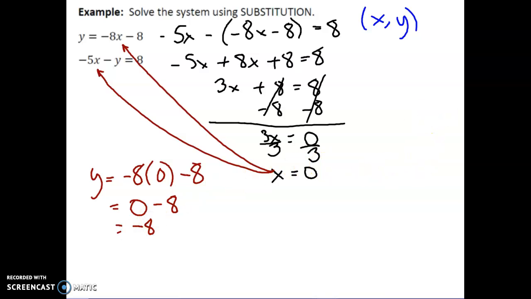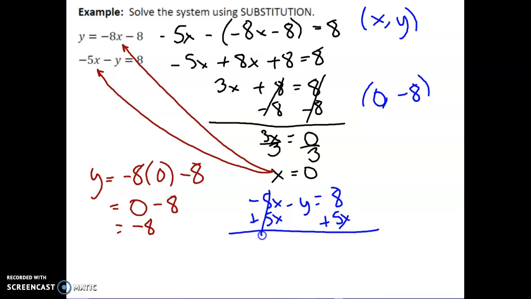Okay, so now remember, I want to write my final answer as a point, so I'm going to get the point 0, comma, -8. Okay, if I want to put this one in my calculator to check my work, I see that I already have y by itself here, but I don't have this one in the right form to be able to put it in my calculator. So I'm going to need to work on that second one to get y by itself. So I'll add 5x to both sides. And then I'll divide both sides by -1 so that I can get y by itself. All right, and I've got y equals -5x minus 8.